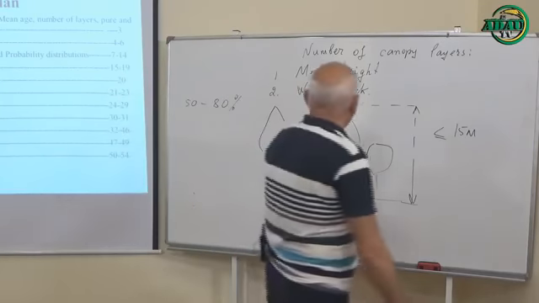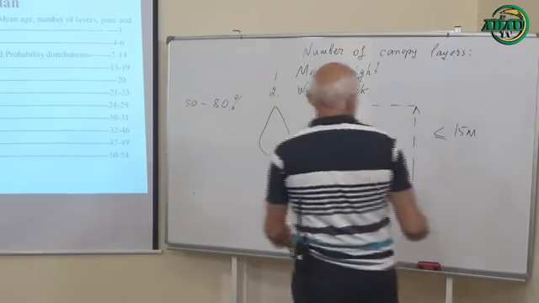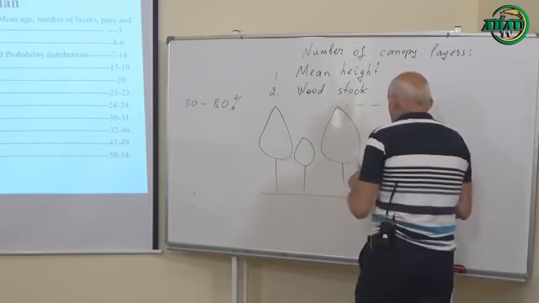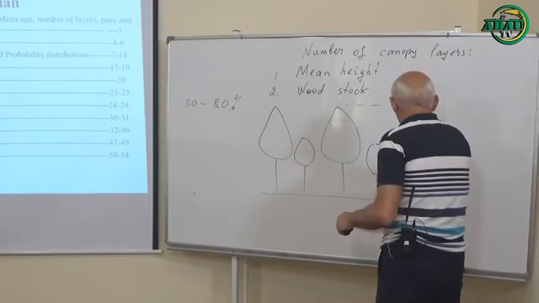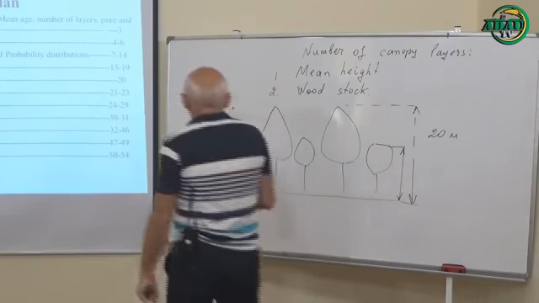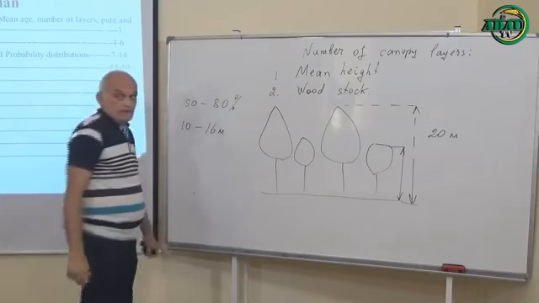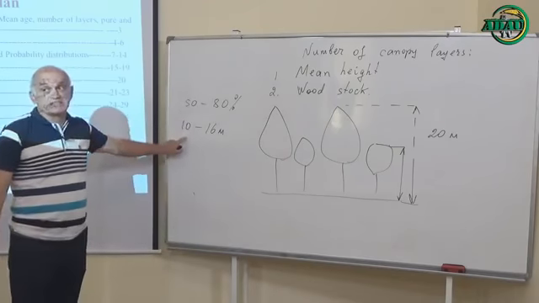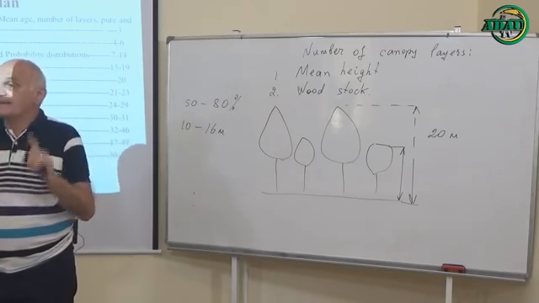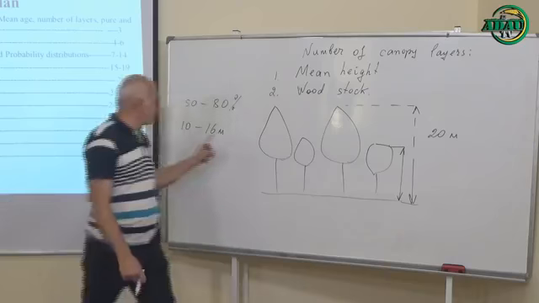For example, if the first layer's mean height is equal to 20 meters, then the mean height of the second layer should be in the interval 10 to 16 meters. If the mean height is less than 10 meters or more than 16 meters, you have no right to select a second layer. The second layer should be in this interval.